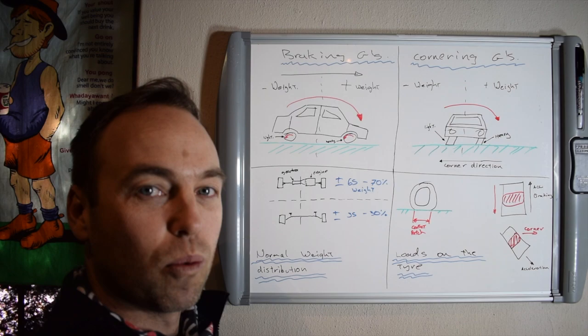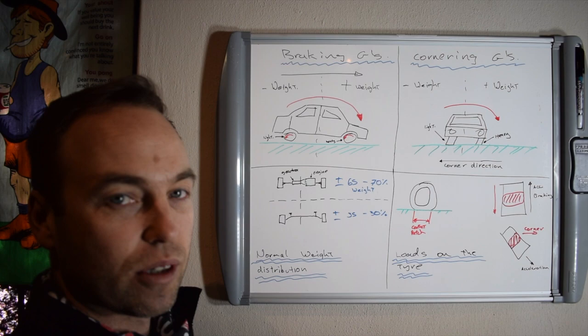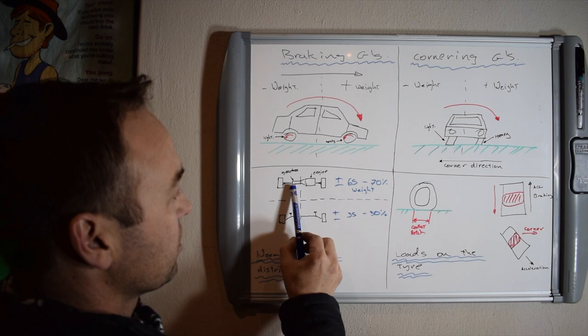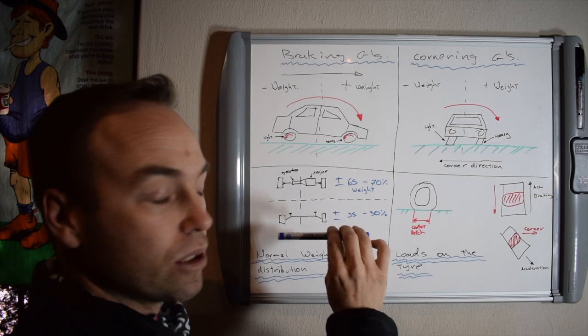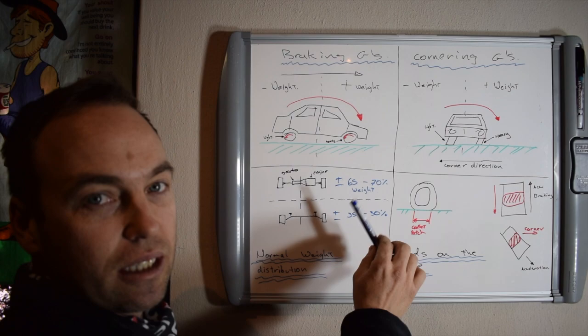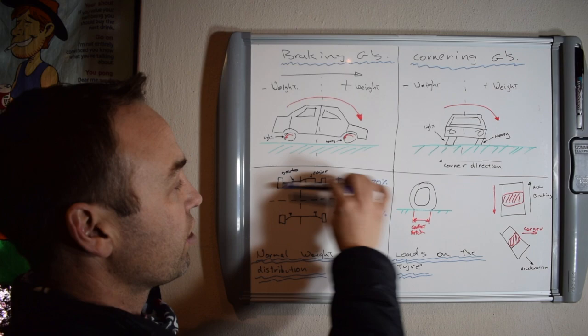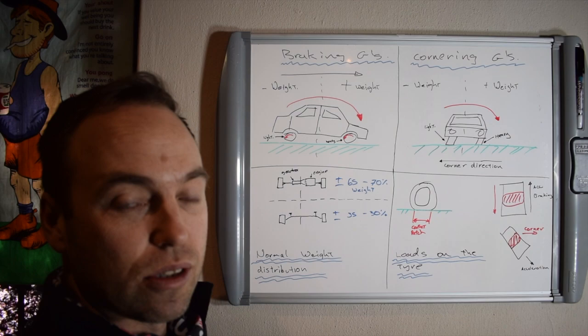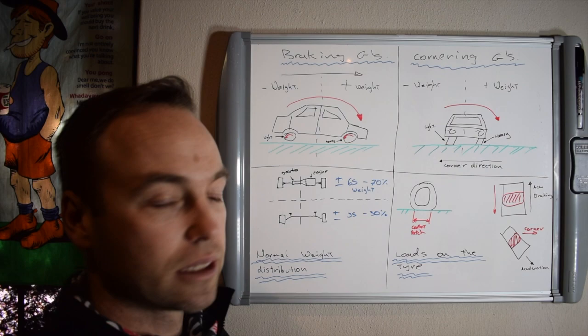In a front wheel drive car, normally your engine is located in the front alongside the gearbox, all right? That places most of the weight over the front axle. Generally, around 55 to 70% of the mass of the vehicle is over the front wheels, and on the rear you have the rest, 35 to 30% of the vehicle mass over the back wheels. That's just something to keep in mind as we go forward.